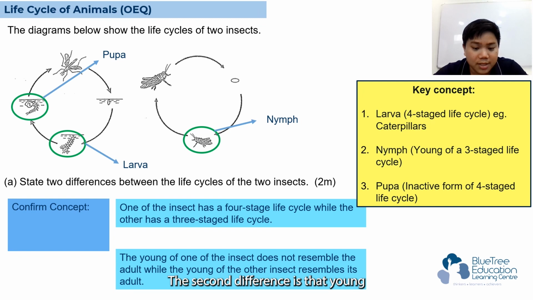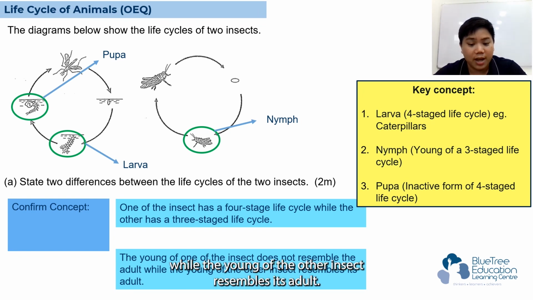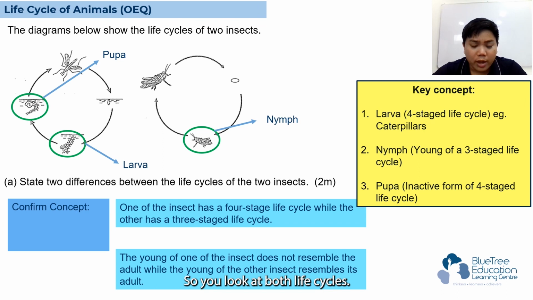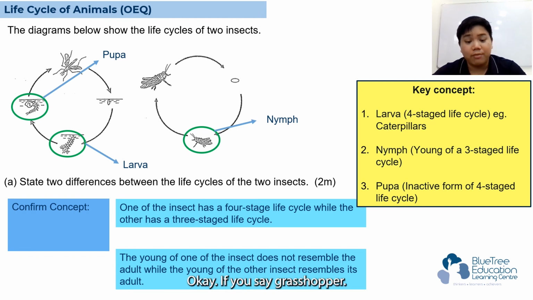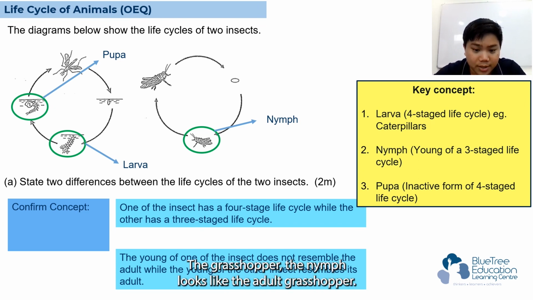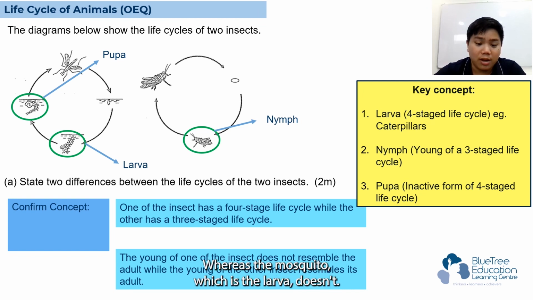The second difference is that the young of one of the insects does not resemble the adult, while the young of the other insect resembles its adult. So you look at both life cycles, which life cycle has their young looking like the adult? If you say grasshopper, yes, you're exactly right. The grasshopper nymph looks like the adult grasshopper, whereas the mosquito young, which is the larva, doesn't.